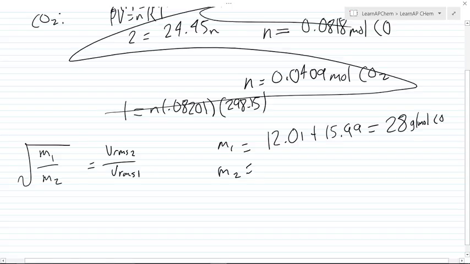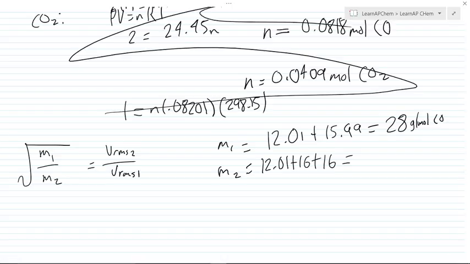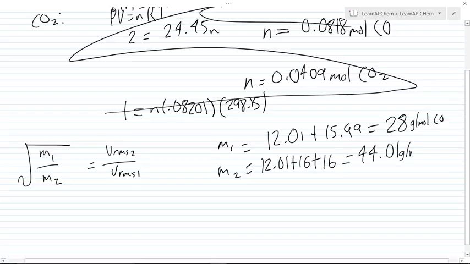Alright, M2, and then here we're just adding another oxygen. I'll just round it to 16 for this one. A lot of times you want to use 15.999, but in this case, it's not really imperative that we be super accurate, so I'm just using 16 for time's sake. Okay, so now we can do M1 over M2, just 28 over 44.